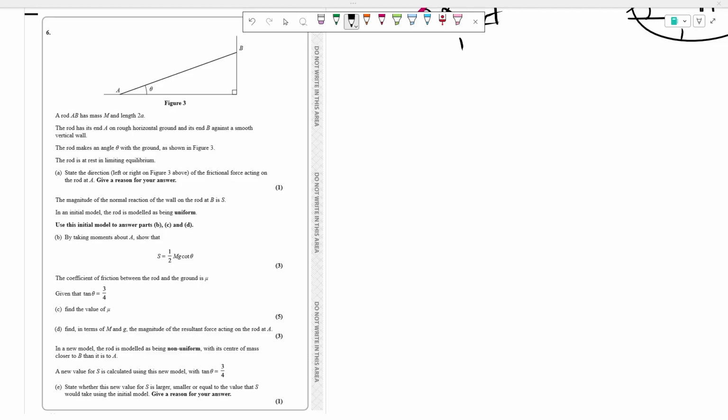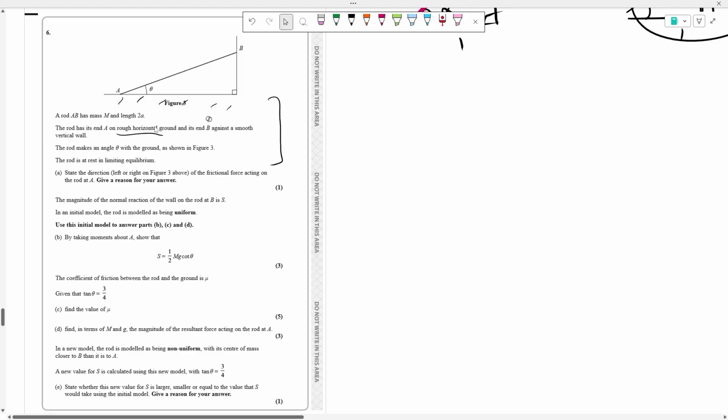So before we start question 6, we know that this is the moments question just by looking at this, right? But let's continue to read this first part. Before you even start the question itself, I'm going to do some annotations. A rod AB has mass m and length 2a. The rod has its end A on a rough horizontal ground, and its end B against a smooth vertical wall. The rod makes an angle theta with the ground, and the rod is at rest in limiting equilibrium.